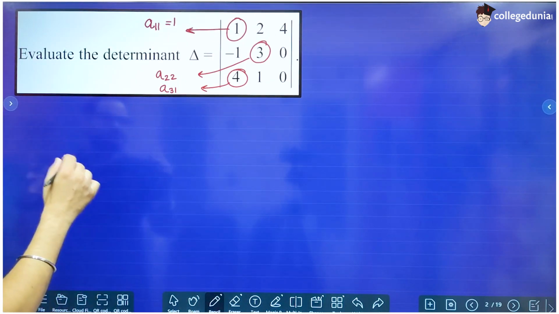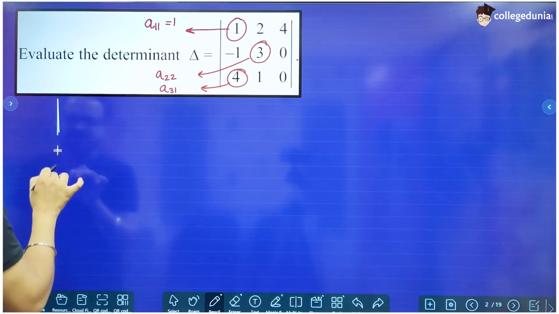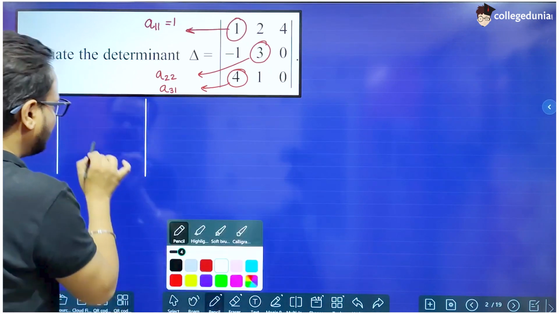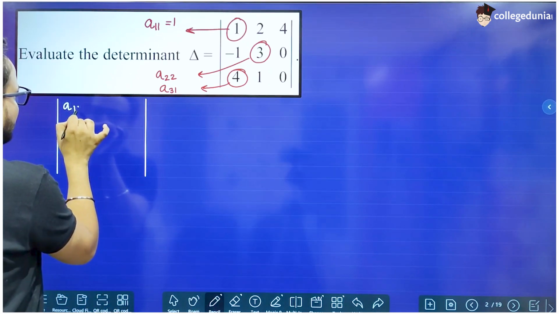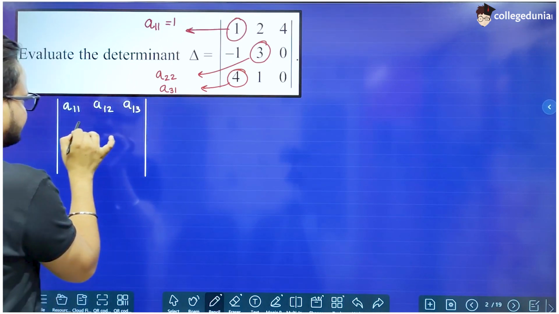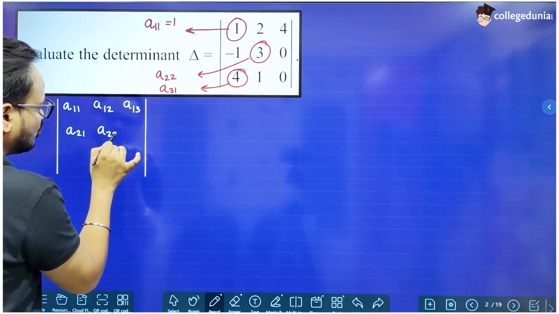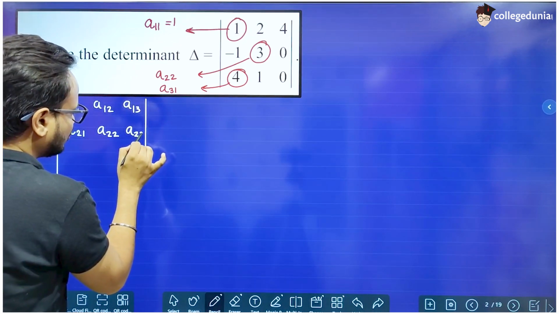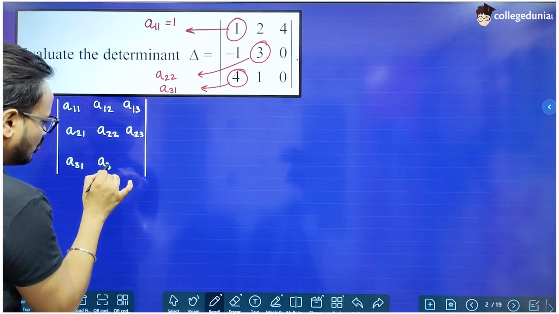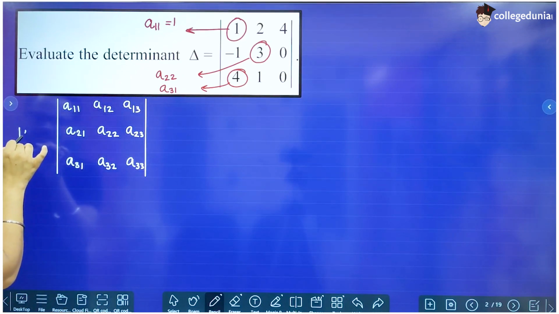So how to expand a determinant of order 3 by 3. Let's say we have a determinant of order 3 by 3, and this is the determinant: a11, a12, a13, a21, a22, a23, a31, a32, a33. Let's call it A.